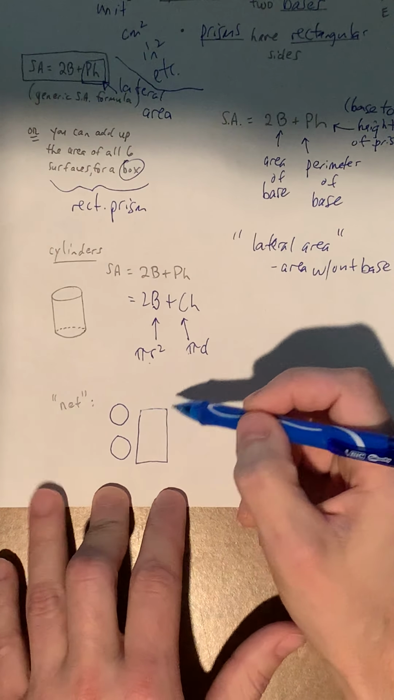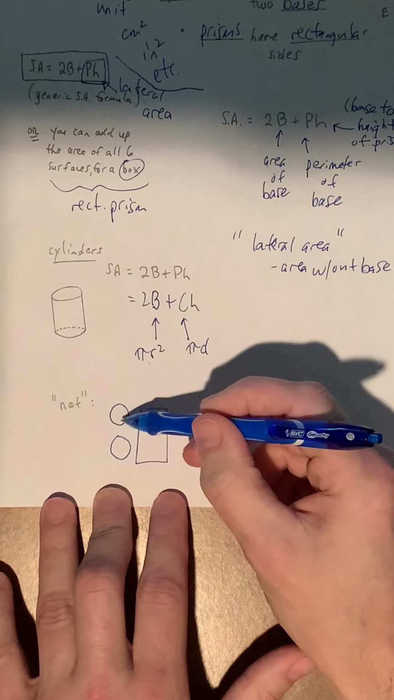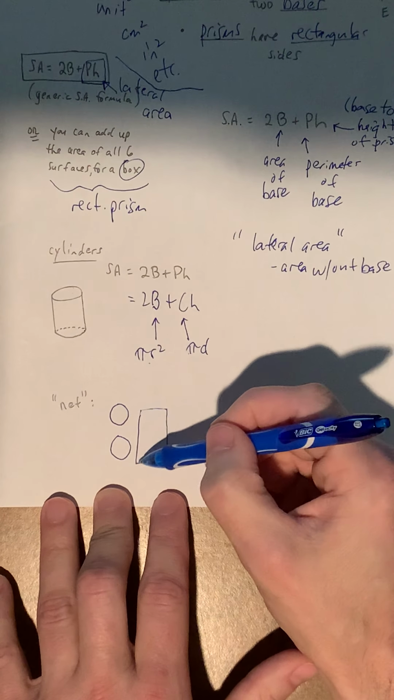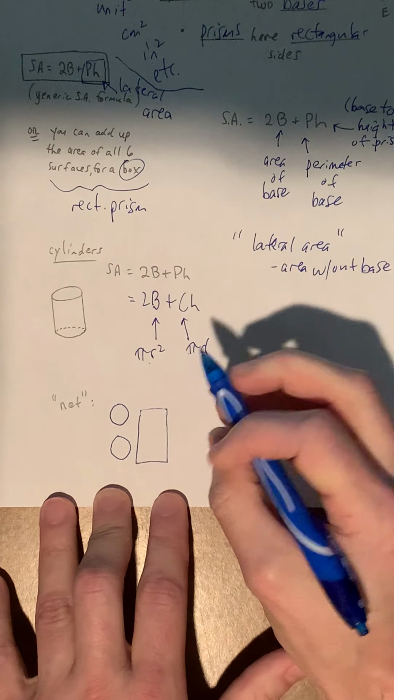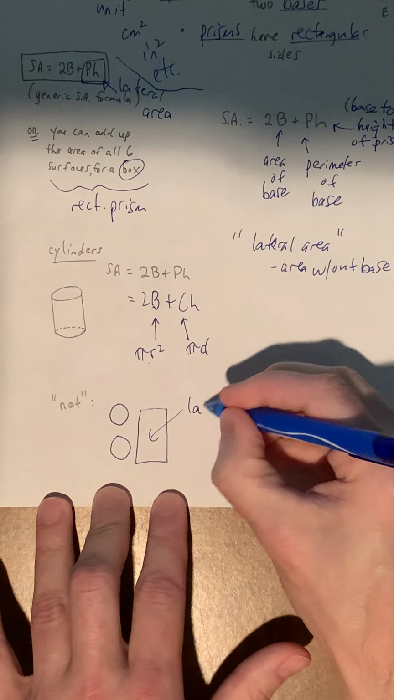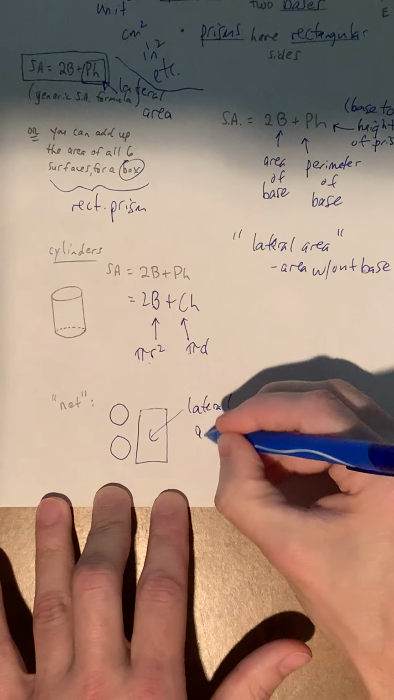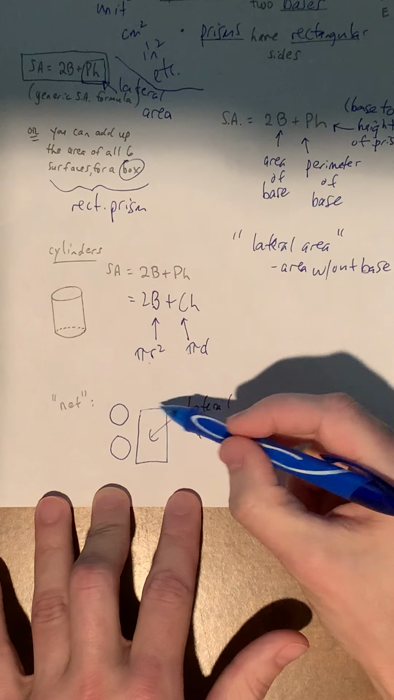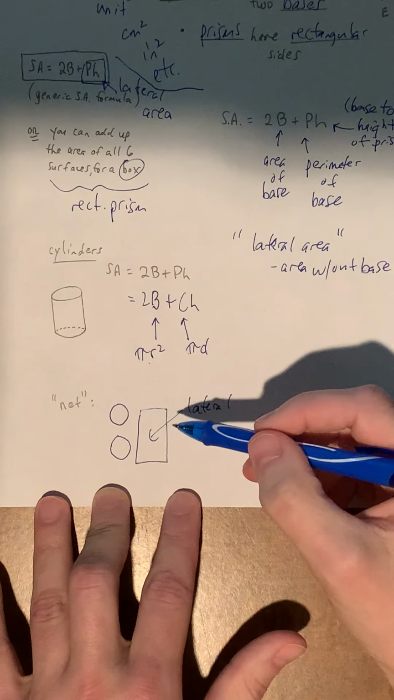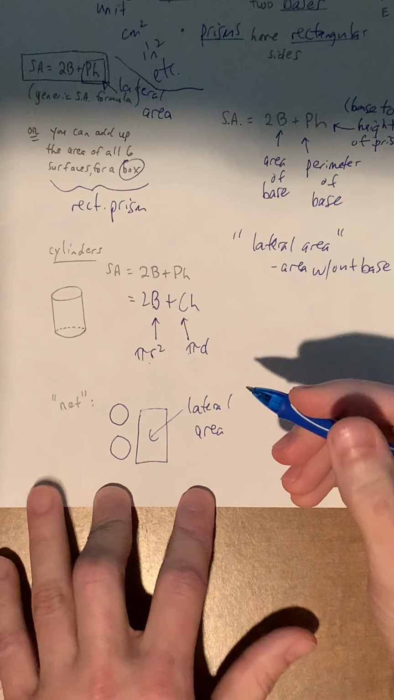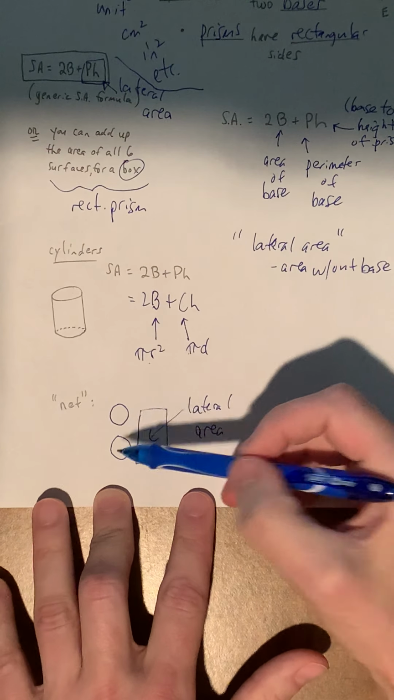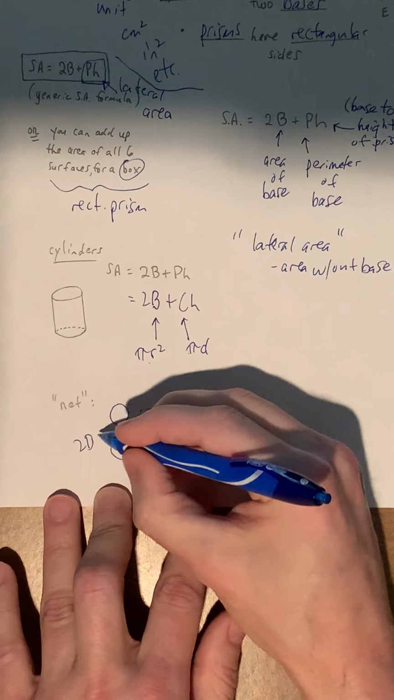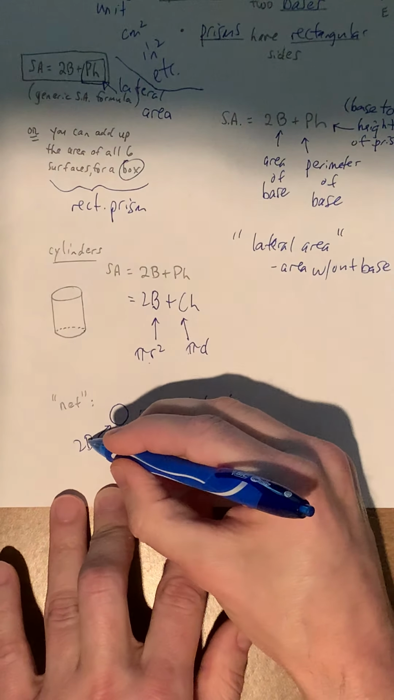Okay, so if you take off the two bases, those are your two circles. Everything else for a cylinder is the rectangle. That is your lateral area. So the lateral area for a cylinder is your rectangular part, the part that your hand would touch if you're holding a soda can, for instance. And then your two bases are your two circles, your 2B part.